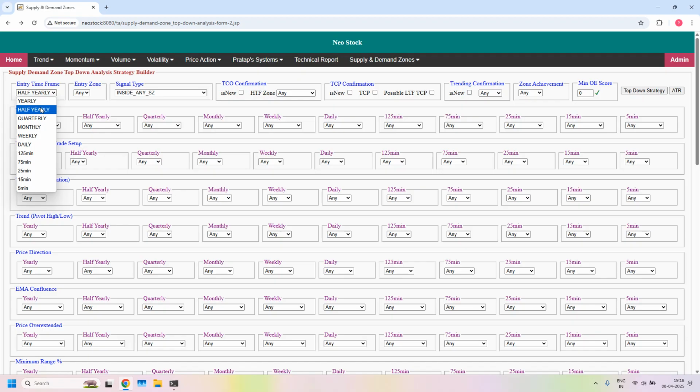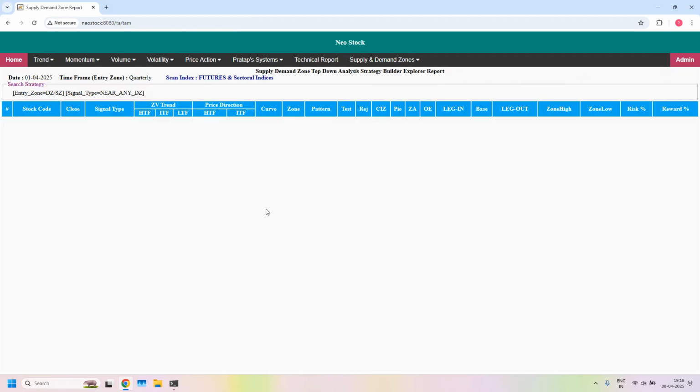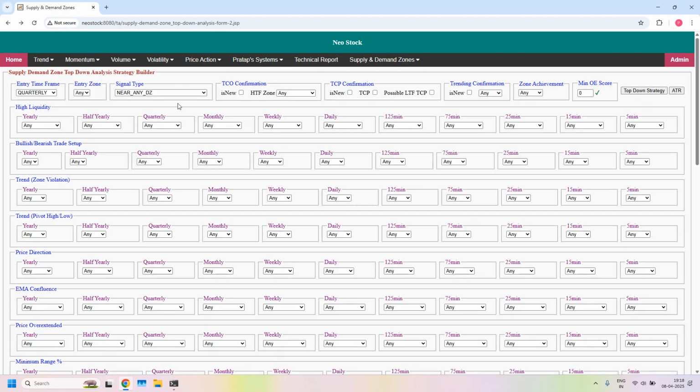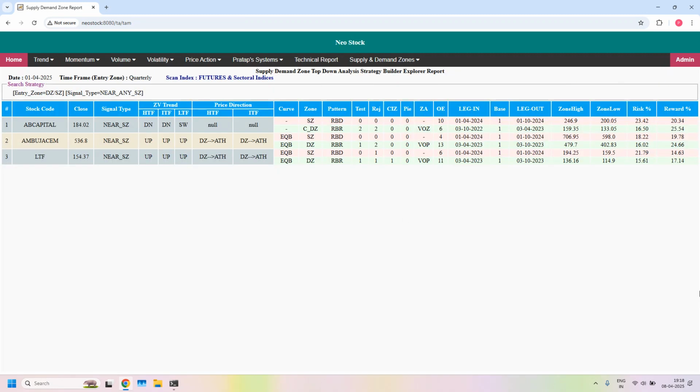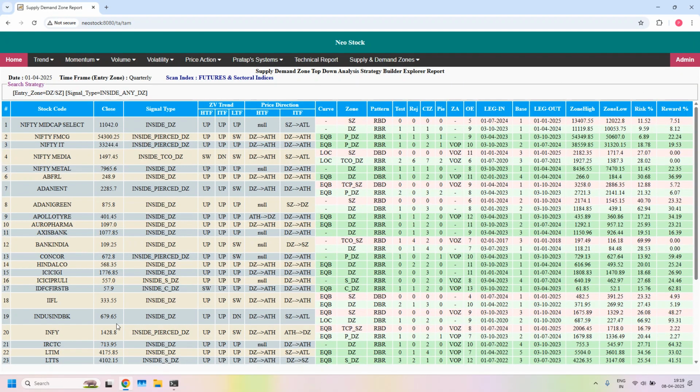Next time frame is quarterly. Stocks near quarterly demand zone. No stocks are available. Stocks near quarterly supply zone. 3 stocks are filtered. Next, price closed inside the quarterly demand zone. Multiple stocks we got. First 23 stocks in the list.